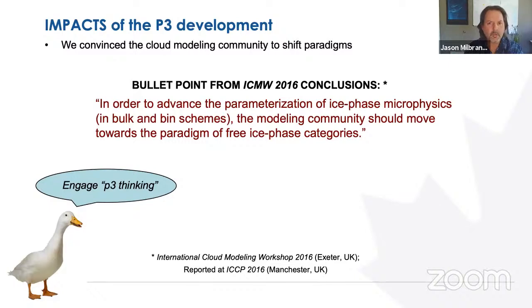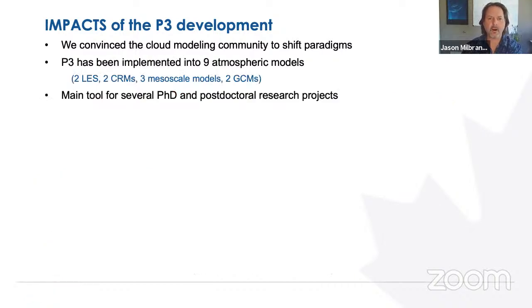I think one of the first is that after a bit of struggle initially, we did convince the modeling community that abandoning the paradigm of predefined ice categories really is the way to go. When we first presented this at Cloud Physics in 2014 in Boston, everybody just sort of shunned us. But after a couple of years, this was in fact the bullet point at the end of the cloud modeling workshop in Exeter. It's been implemented into about 9 different models. I should do the inventory a bit better. George pointed out that the same model can be an LES or a CRM, a cloud-resolving model. But at any rate, it's in models ranging from LES to GCM.